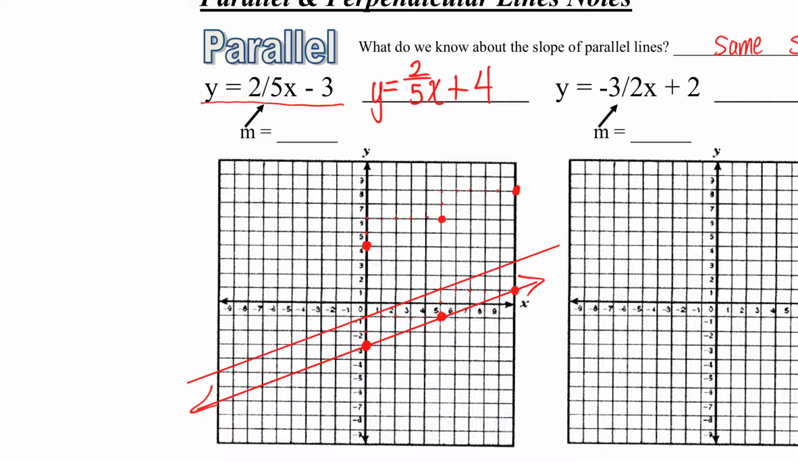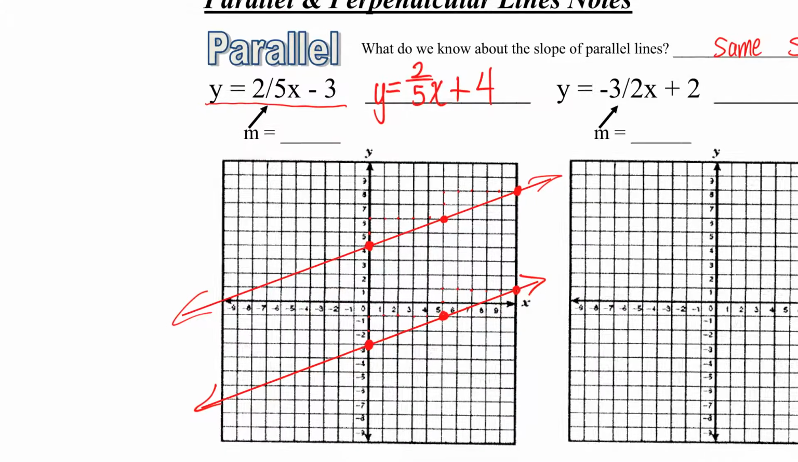What would the equation of that line be? y equals 2/5 x minus 1. Good. What would it be right here? y equals 2/5 x plus 1. 2/5 x plus 2. 2/5 x plus 3. 2/5 x plus 4. So again, the thing is that the slope has to be the same.